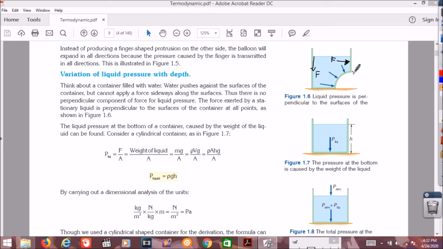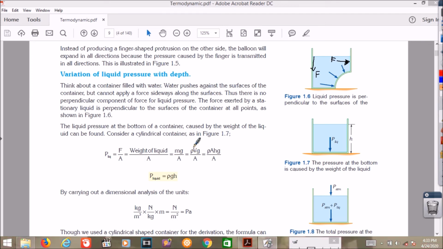Okay, the liquid pressure at the bottom of the container is caused by the weight of the liquid. Obviously, consider a cylindrical container as in figure 1.7. We are trying to define the pressure and its relation with depth. Okay, this is our formula: P equals F over A. This is pressure from liquid. F here is replaced by the weight of the liquid, so over A, the weight is mg over A.